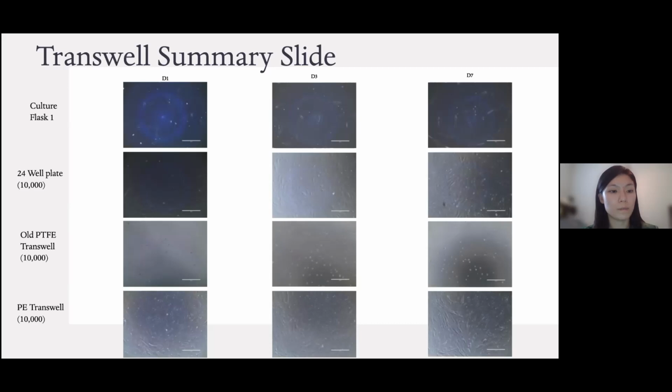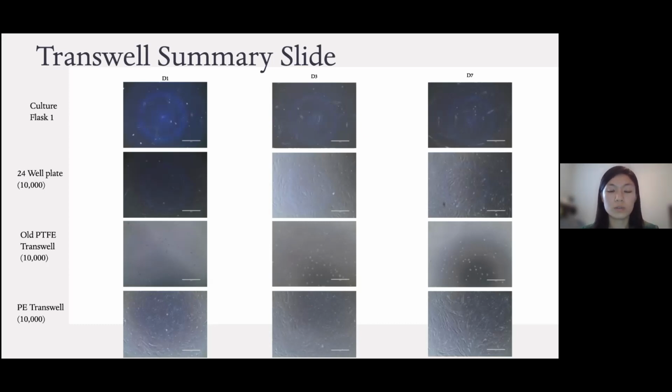A transwell summary for all these experiments that we conducted. These are all at 10,000 seeding densities. This first row was my flasks, and we had been growing those before, and we knew those would adhere, and they did. They did grow a little slower because the passage number of these cells was a little higher, but they still adhered well. The 24 well plate with no transwell also adhered very well.